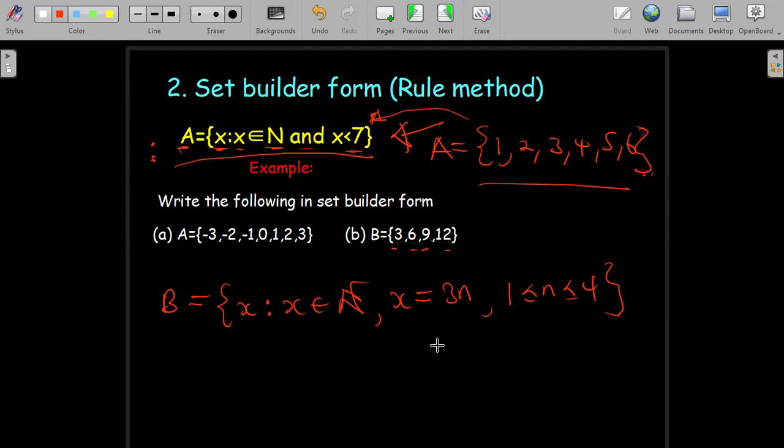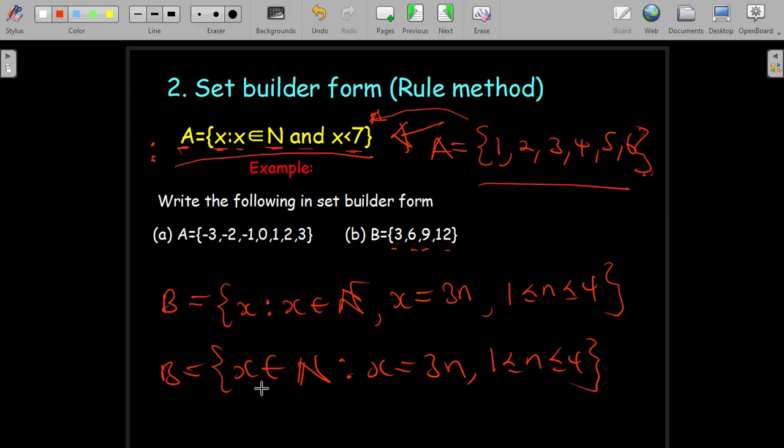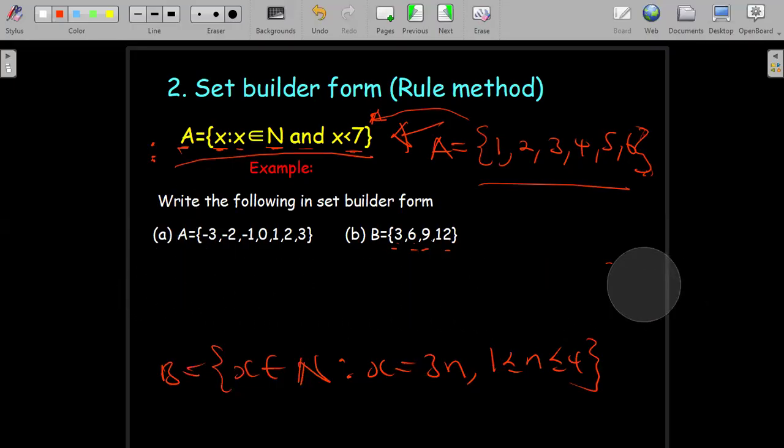So this is how it would look in set builder notation. If you want, you could have left out this part and just started it like B is equal to {x is a member of natural numbers such that x = 3n, 1 < n < 4}, kind of the same thing like this. A shorter way, in fact, it's cleaner, I think, and a shorter way of writing it than this first one. You could have written it like this also.